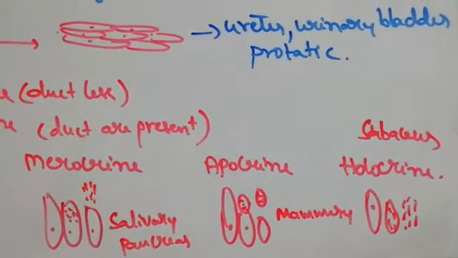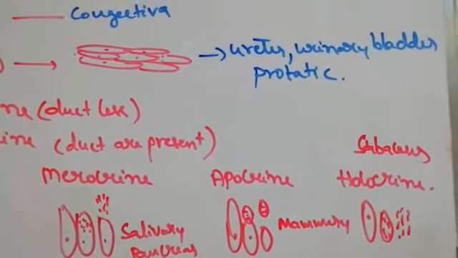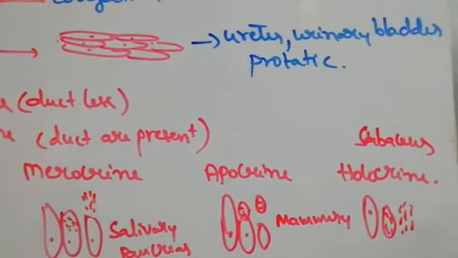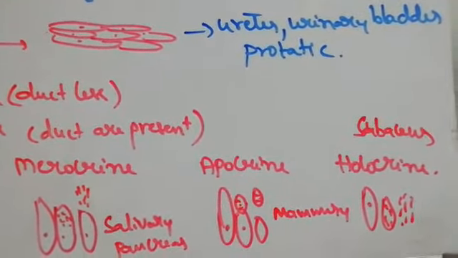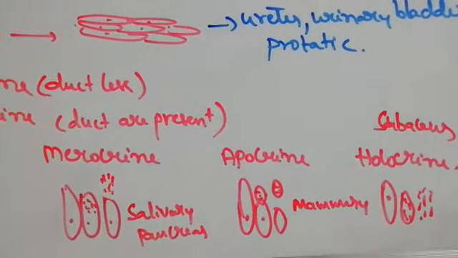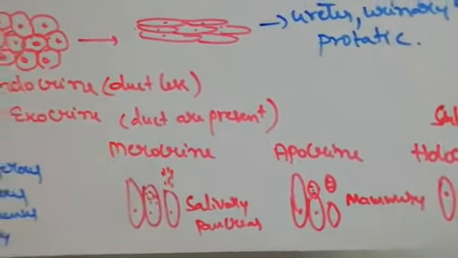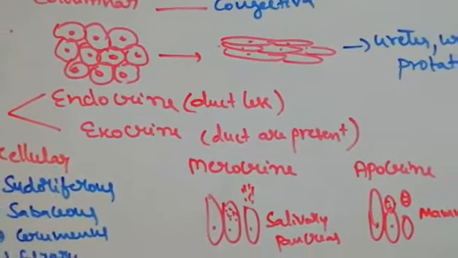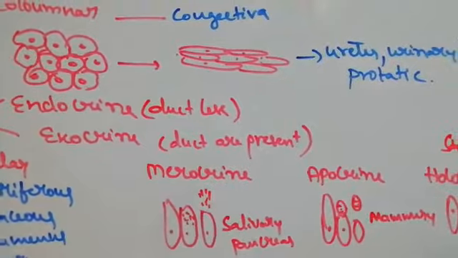And the last one is holocrine. Holo means complete. The complete cell undergoes degeneration to release the secretion. An example is the sebaceous glands. These are the glandular epithelial cells, different types, and different types of exocrine glands.